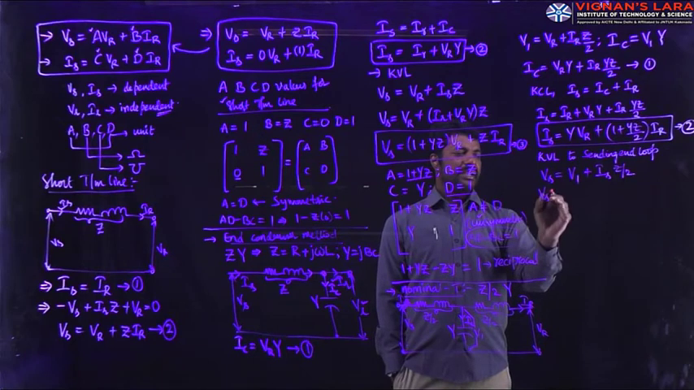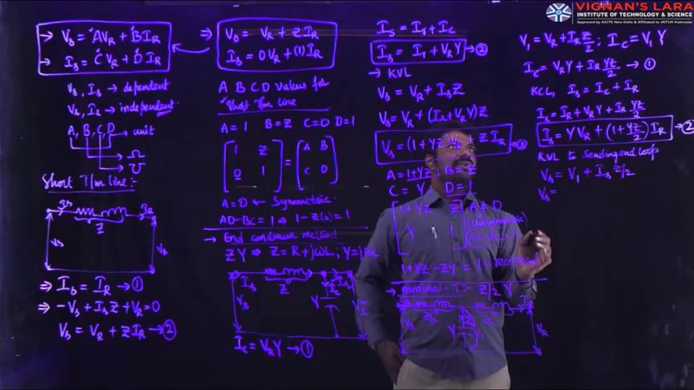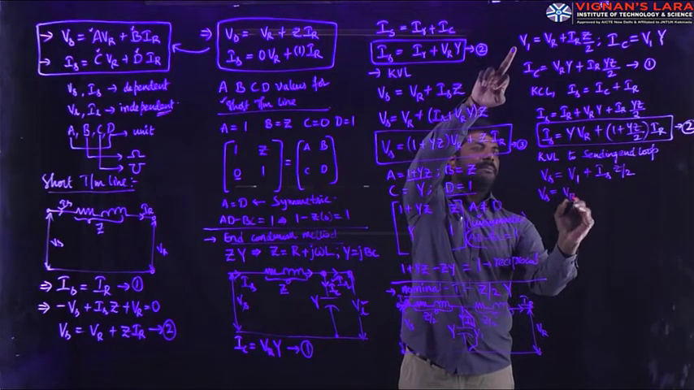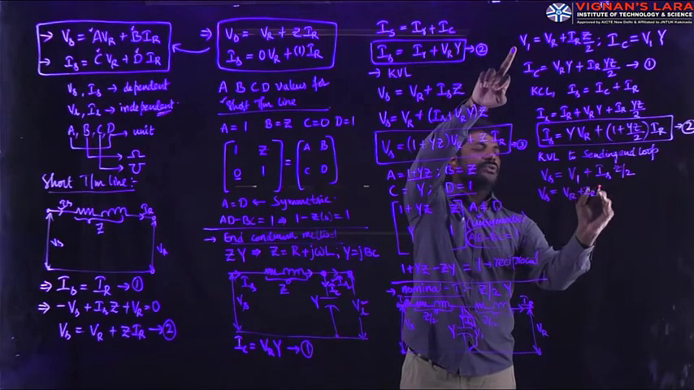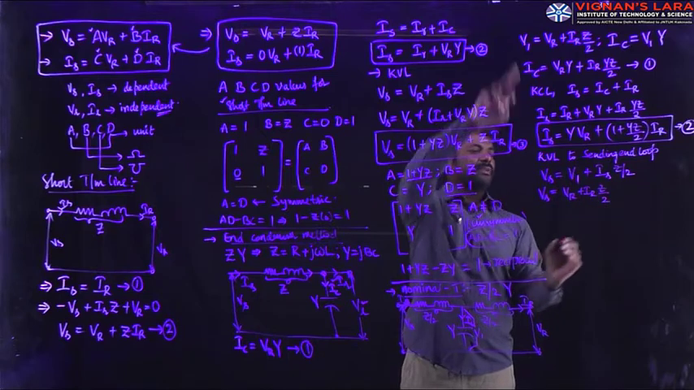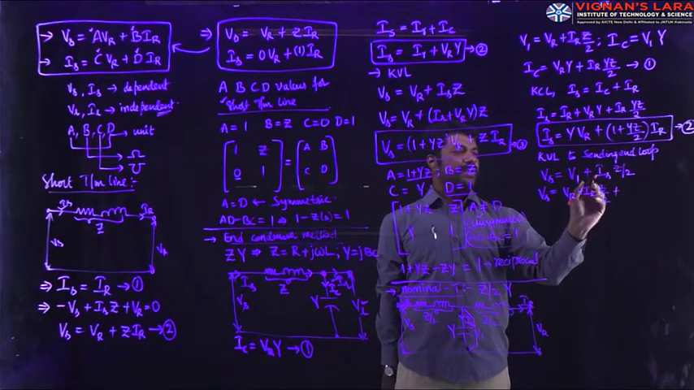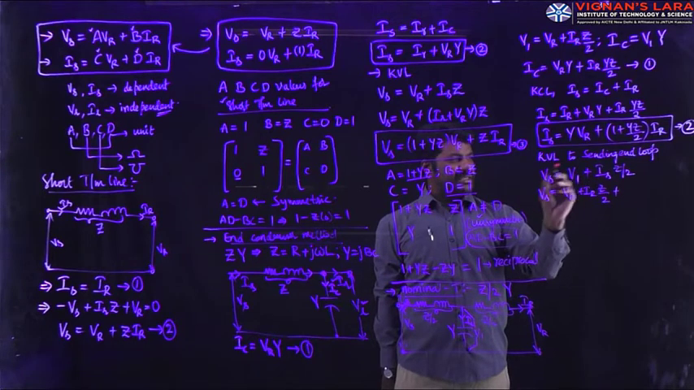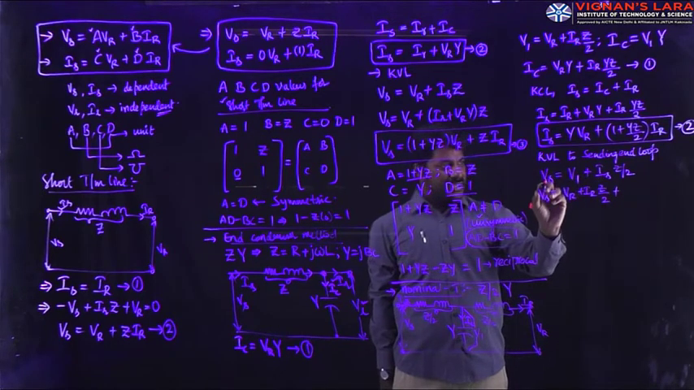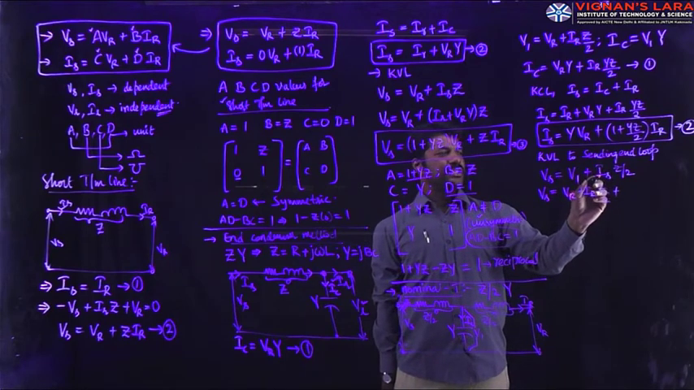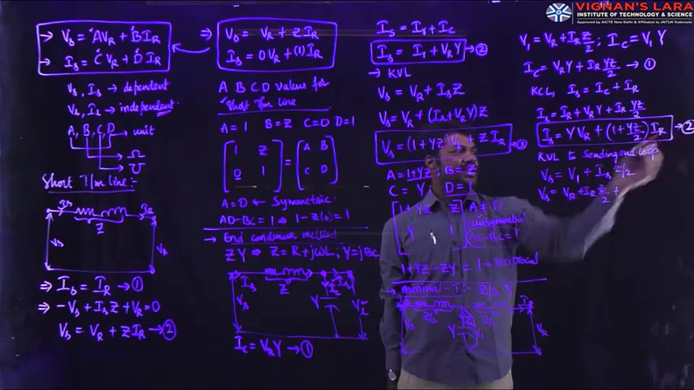Now I am writing this Vs with the V1 value. This is the V1 value: VR plus IR into Z by 2. I am doing mathematical simplification. Plus Is into Z by 2. I don't want this Vs in terms of Is. I want Vs in terms of VR and IR. That is why I will substitute this Is value as per this equation 2.